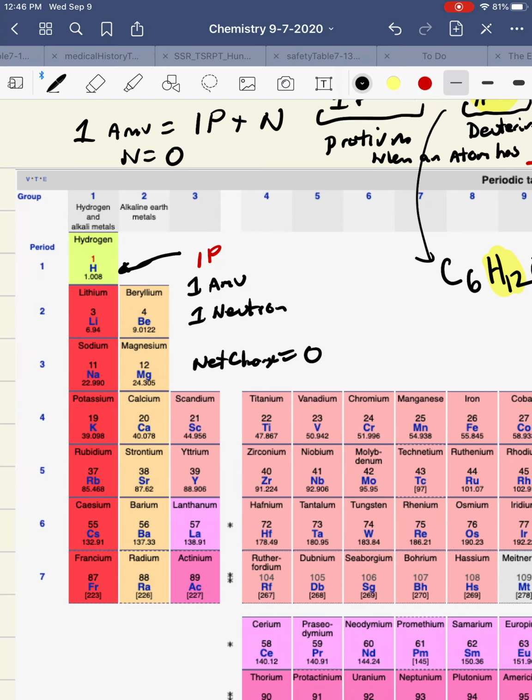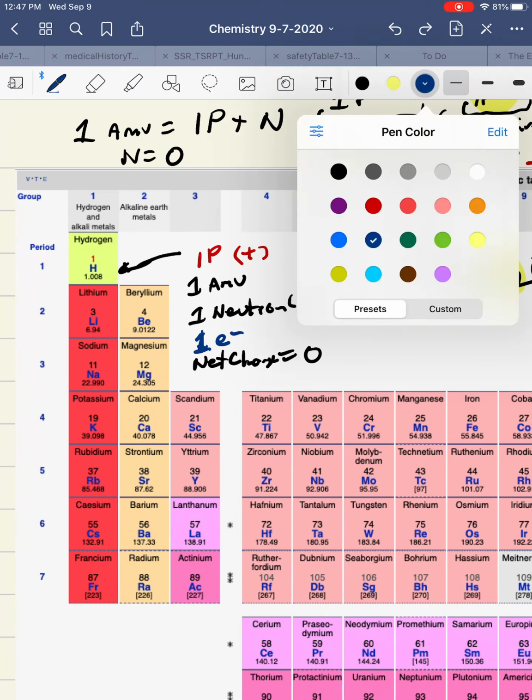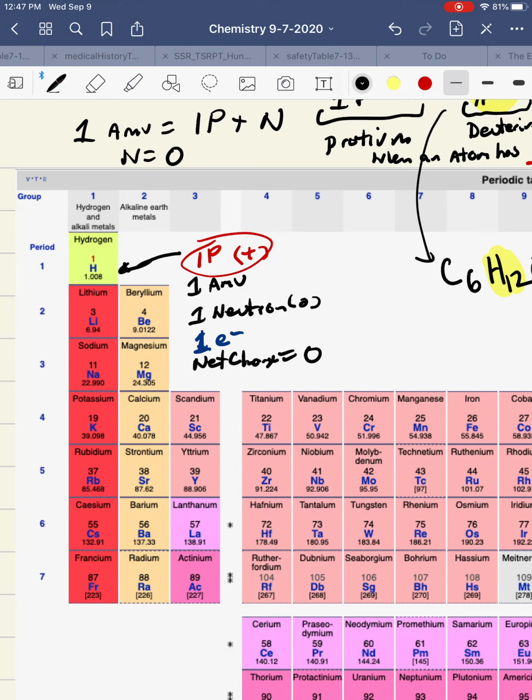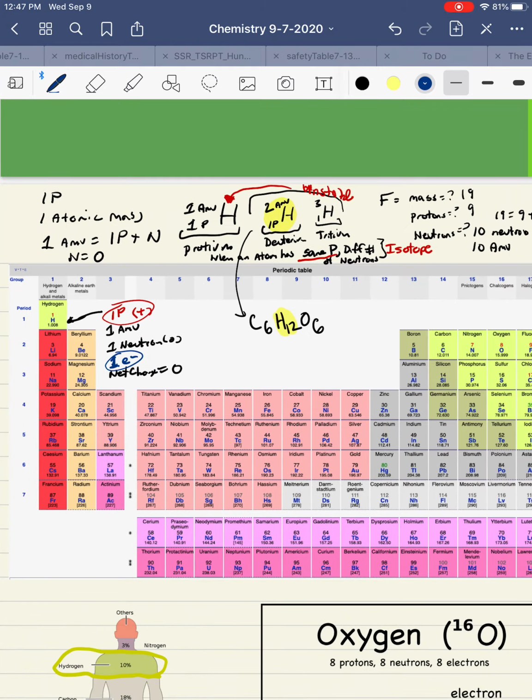Well, if we have 1 proton here, which has 1 positive charge, and the neutron gives 0 charge, how do we make the total net charge equal to 0? Well, there must be an electron here, which is not shown. And that electron, there's 1 electron here. So now 1 proton plus 1 electron is equal to a net charge of 0. Now we're focusing strictly on the net charge. Right?